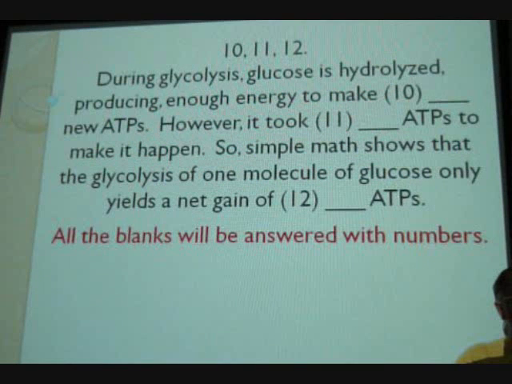All right. Number 10. Oh, all three of these. Okay, now. Glucose is hydrolyzed and it makes enough energy to make how many brand new ATPs? 4. It took two to make it happen. So when you look at the differences, you've only made a net gain of 2. 4 to 2. Now I can rewrite that bad boy, and I probably will when I do the real test, because I don't want you to memorize it, I want you to know it. I'd reverse those and reword a little, and have number 12 be number 1, and go backwards to it.